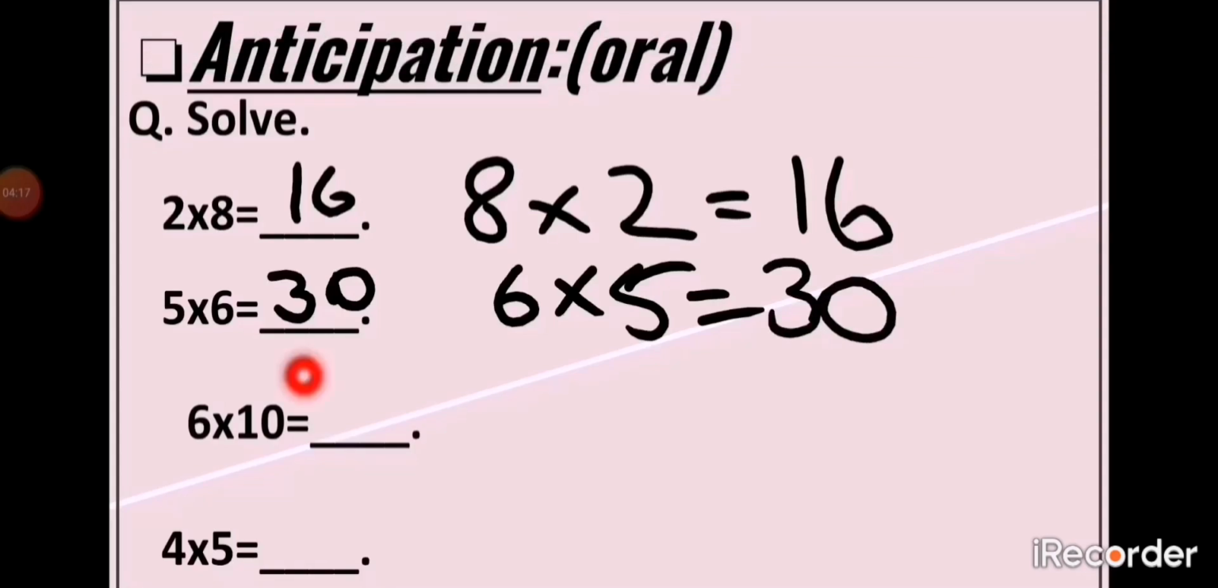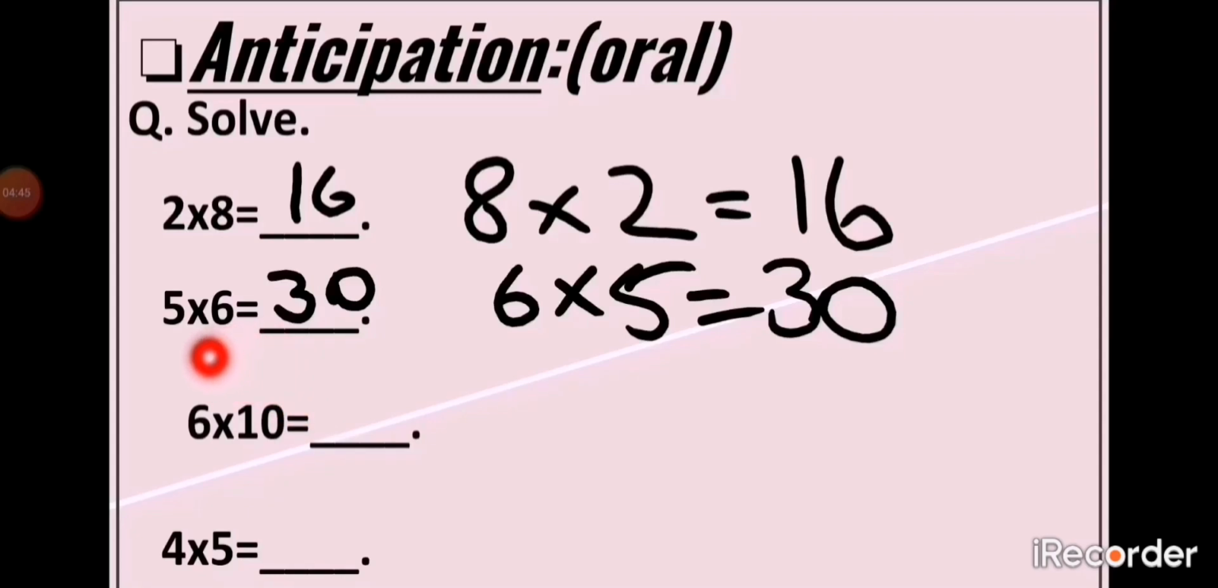Done? Now next, 6 multiplied by 10. We can count in 6s, or we can count in 10s. Both ways are right. So I'm counting in 6s. 6 1 time 6, 6 2 times 12, 6 3 times 18, 6 4 times 24, 6 5 times 30. Or you can also count in 10s, 6 times. So 10, 20, 30, 40, 50, 60. Stop. If I count 10 six times, I get 60.